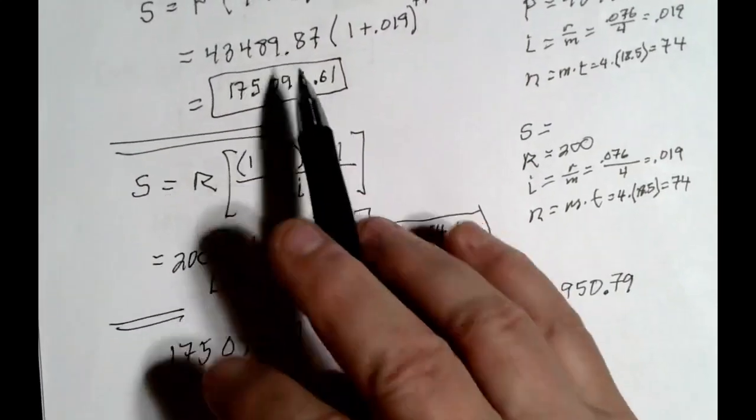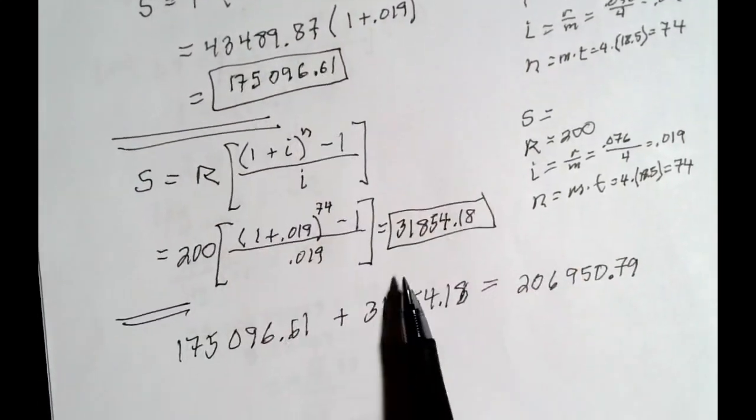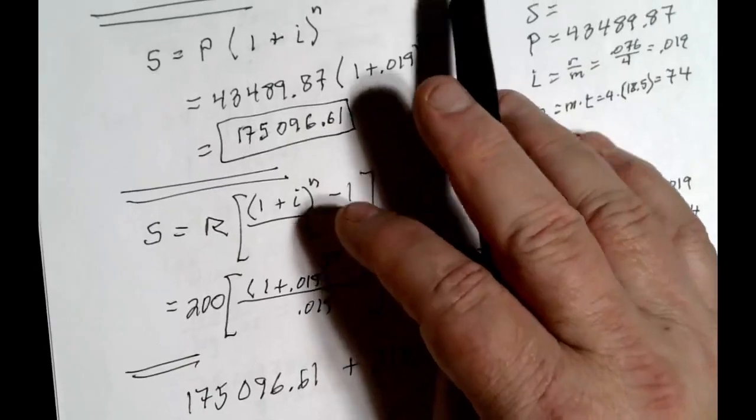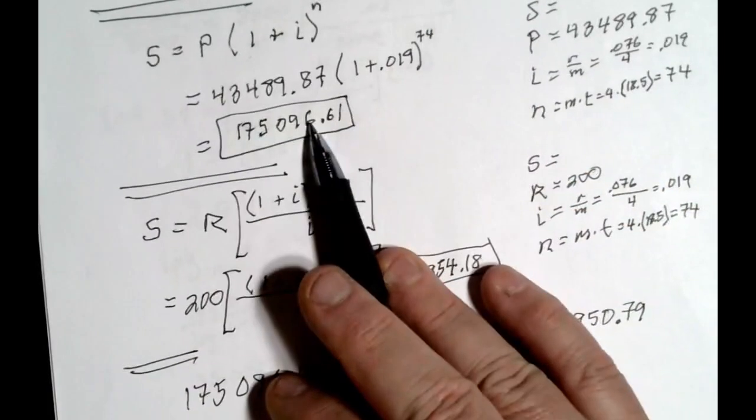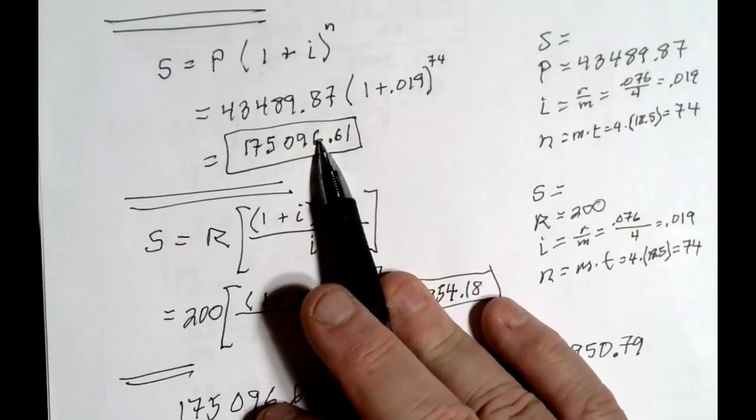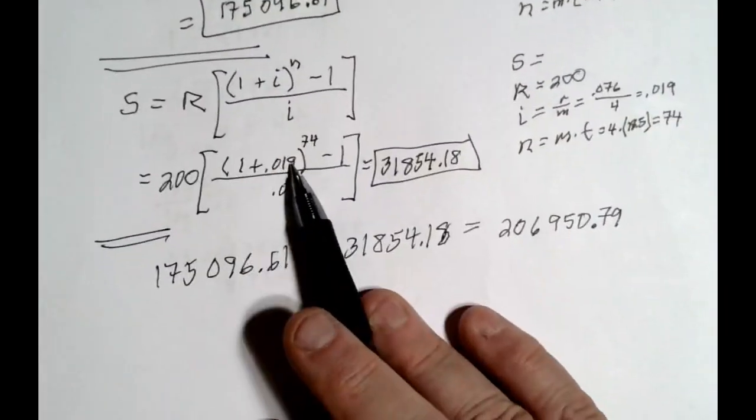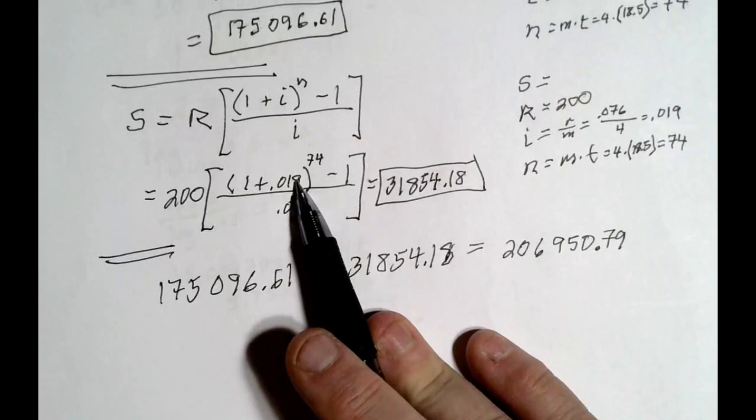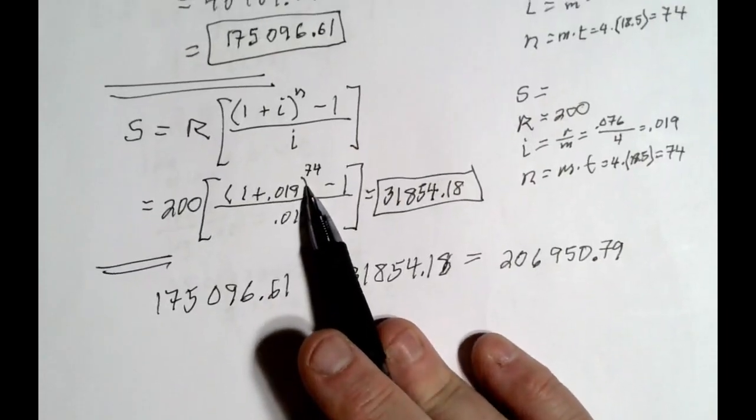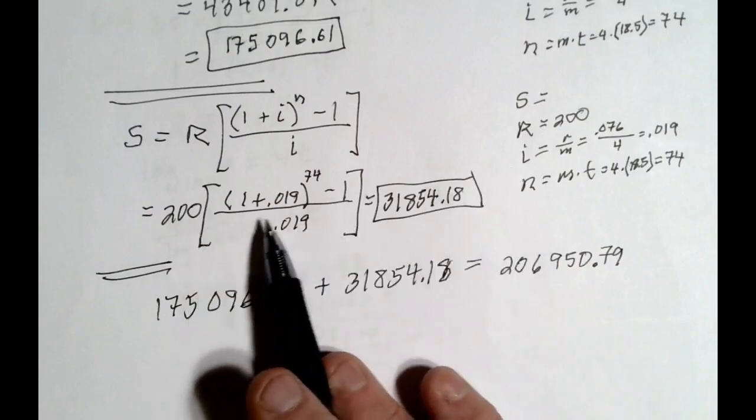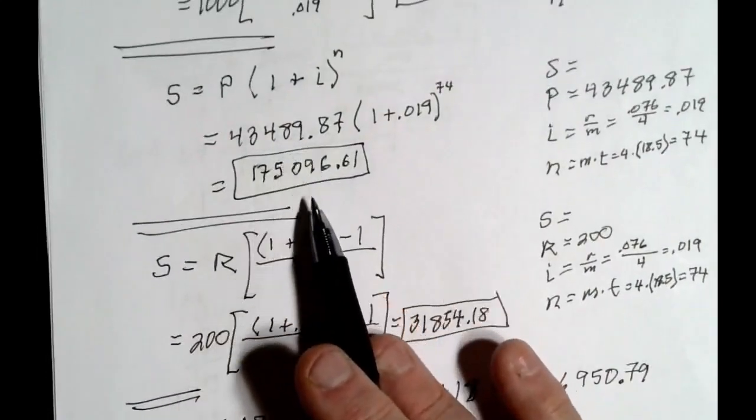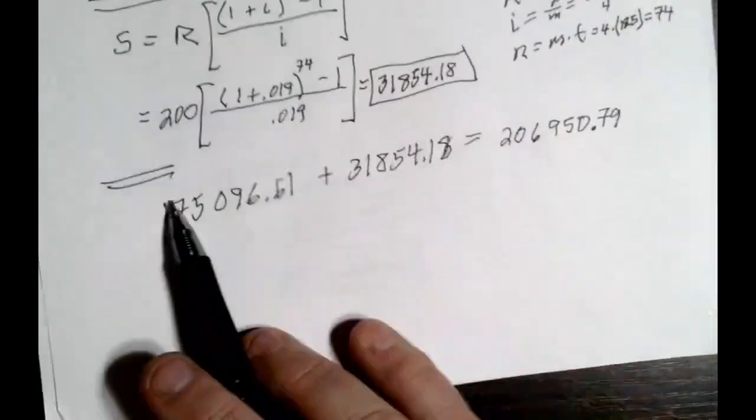And these two are growing at the same time for that 18 and a half years. The money that they parked in this amount is just going to grow on its own like a compound interest problem. But the amount that they're putting away at $200 a quarter, that's going to grow in a different way. That's another annuity, and you got to do a new annuity at $200. So you got your compound interest and your annuity that are both growing, and you add them together.